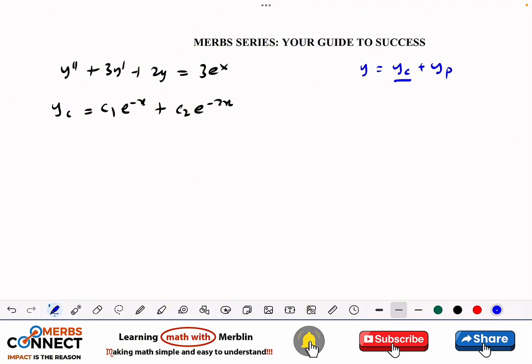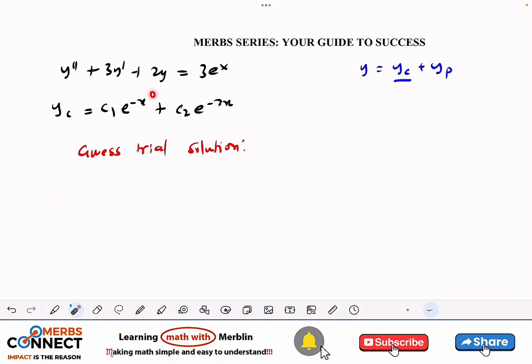Now this is an exponential function, and as we said, we are going to take a guess, right? So we are going to guess a trial solution. Anytime you want to guess, look at the function here. This is e to the power x. Do you have some x here? No. So you will see that here our yp is going to be a e to the power x.